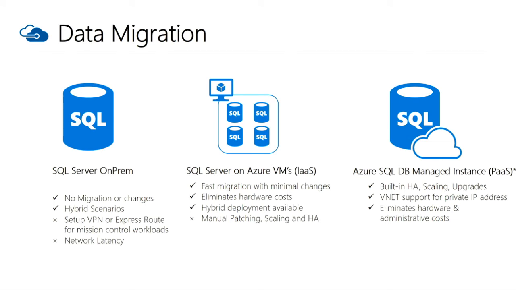How am I going to migrate my data? We at Microsoft give you a lot of options, sometimes too many, and you'll see on this page that you have three options here. On the far right is the Azure SQL Database Managed Instance. This is a PaaS offering from Azure, and it gives you built-in HA, scaling, upgrades, and built-in security with VNet support for private IP addresses. It's the best solution out there because it eliminates both your hardware and administrative cost. The only problem is this is actually in preview.